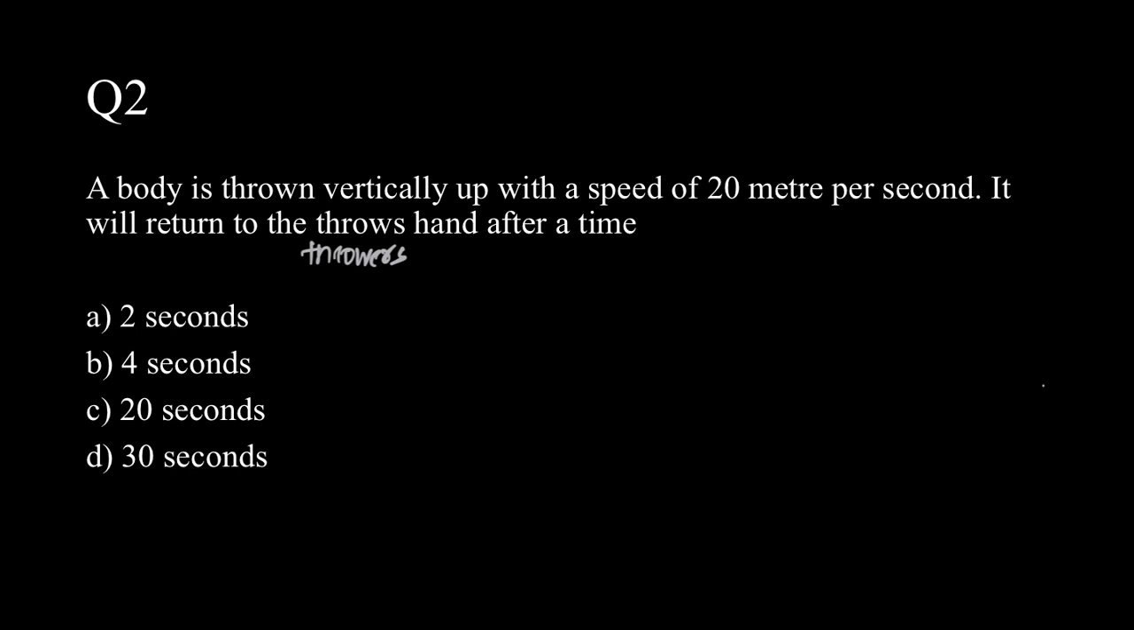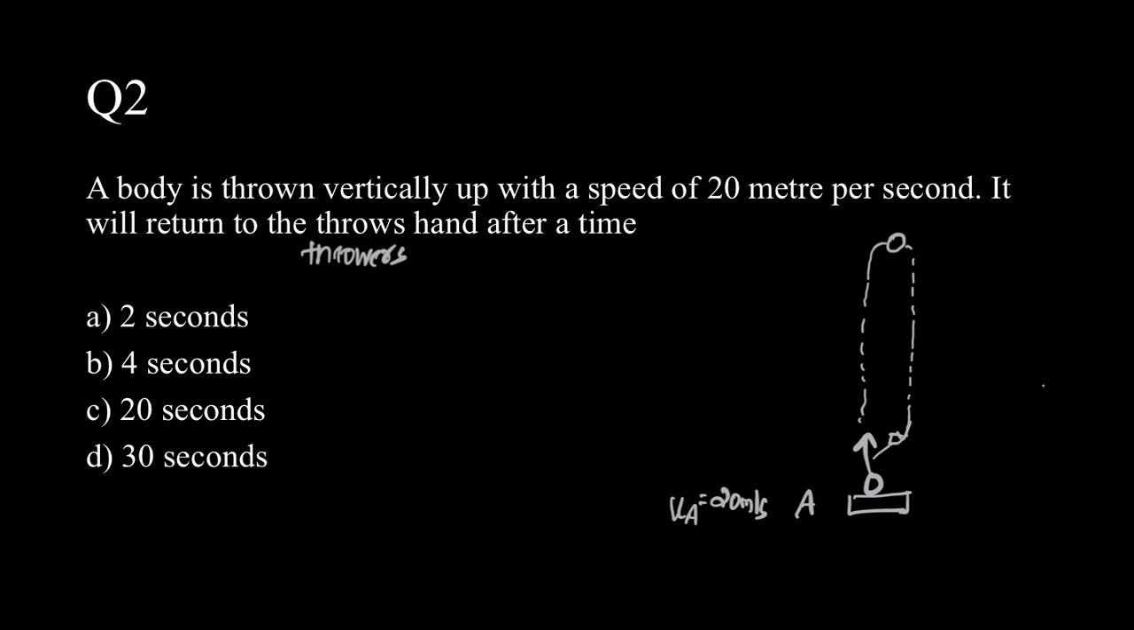So, as usual, let's start solving the question by drawing a rough diagram. Body is thrown vertically upwards, so the body is projected from here. Let this position be A. The velocity at A is basically 20 meter per second. It will move like this, reach the maximum height, be momentarily at rest, and then come back to the same person, right?